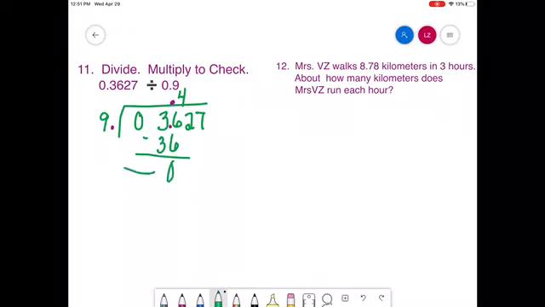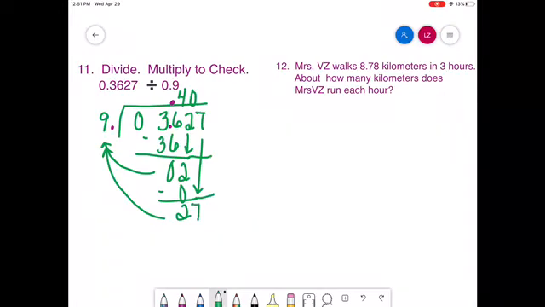0 is less than 9, right? So we did it correct. We're going to bring down the 2. All right, and we start over. 9 goes into 2, 0 times. 0 times 9 is 0. We subtract. We get 2 left. 2 is less than 9. So we're going to bring down our 7.